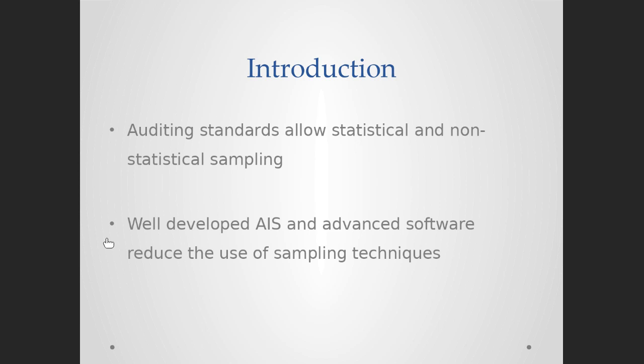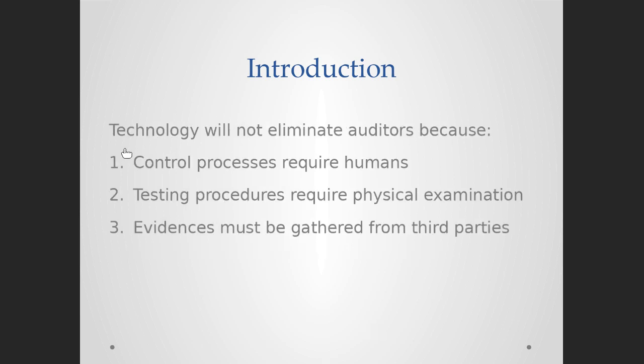Now, you use the computer to do it faster and more efficiently and more accurately. That is fine. We need to use it. But we cannot be such that without the computer, we are totally useless. We are no longer accountants and auditors. Do you follow? So we need to know how to use our smarts, our intellect, our cognition to do it. Technology will not replace the auditors, no matter how much advanced technology you have. And the reason for that is, number one, control procedures require human beings.